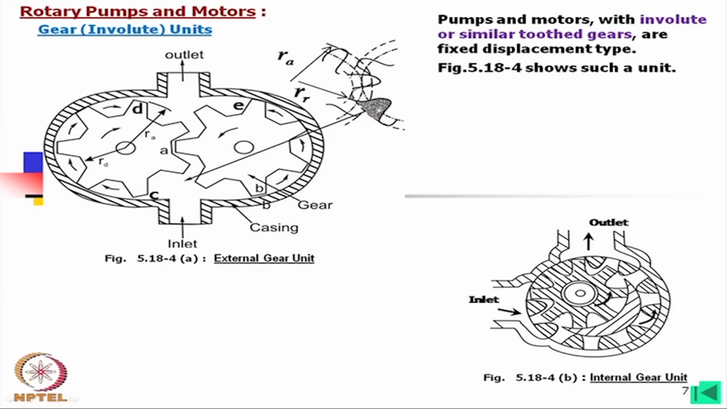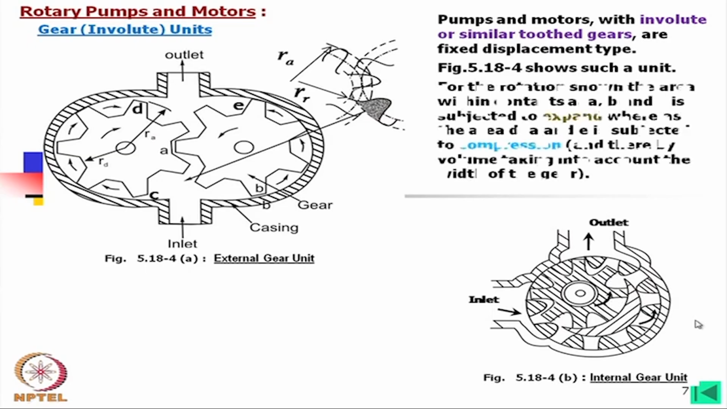And here we have shown the volume of oil. In case of internal gear unit, I shall explain later, but you can see both the gears are rotating in the same direction. Here also we can use involute or similar type of teeth. I have already explained how this volume is expanding and compressing.